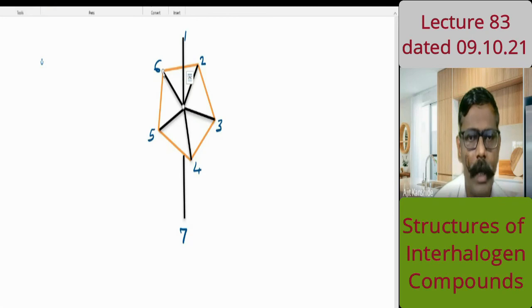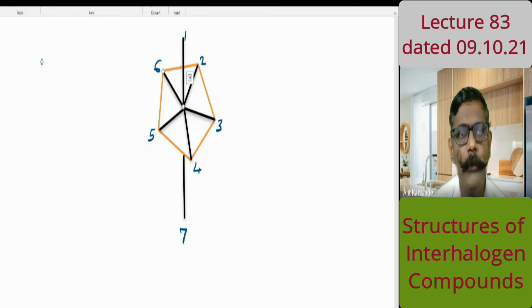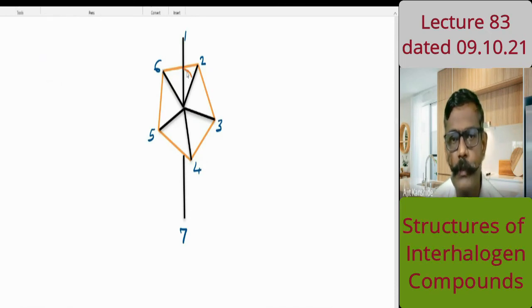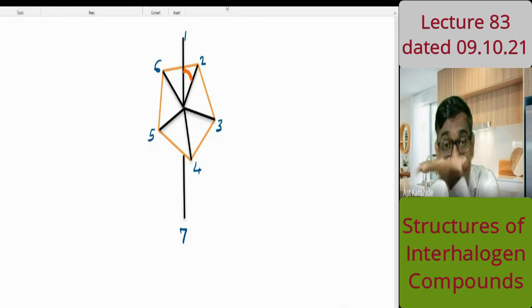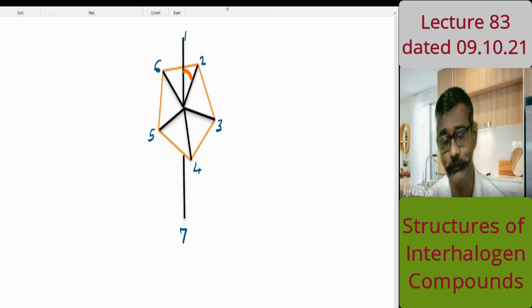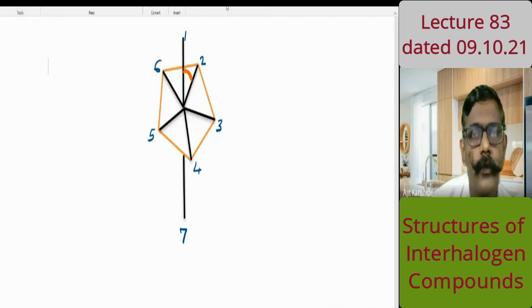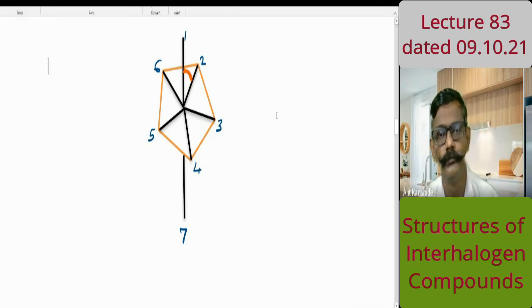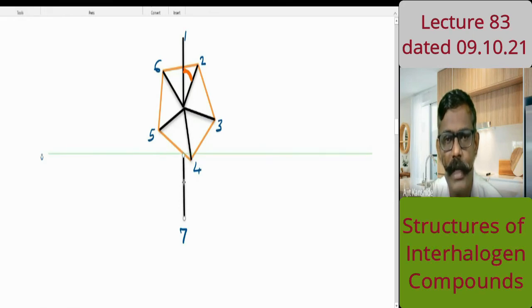Yes, now I want an answer from you. What will be the bond angle between position number 1 and position number 2? Pentagon 2, 3, 4, 5, 6 is in one plane. One is upside and 7 position is downside. Are you understanding what I am asking?